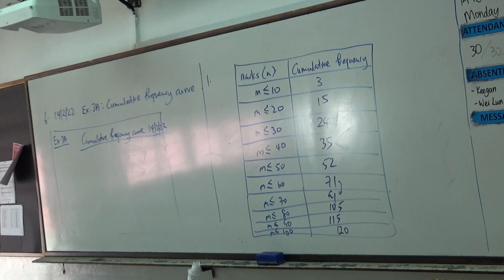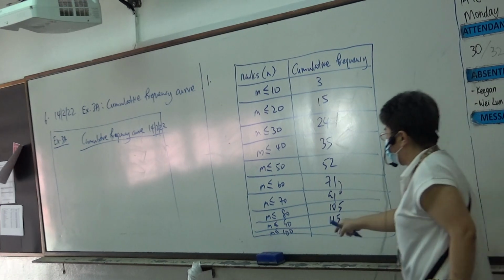Using the table in A, find the number of students who scored less than or equal to 30 marks.